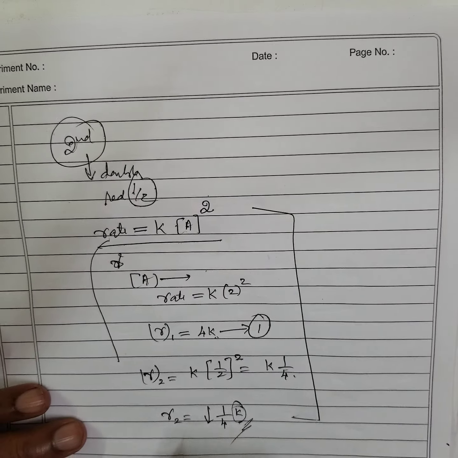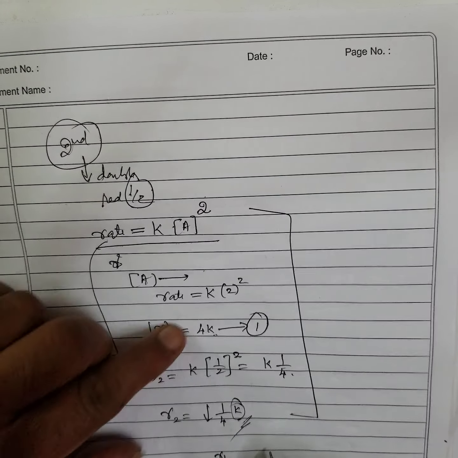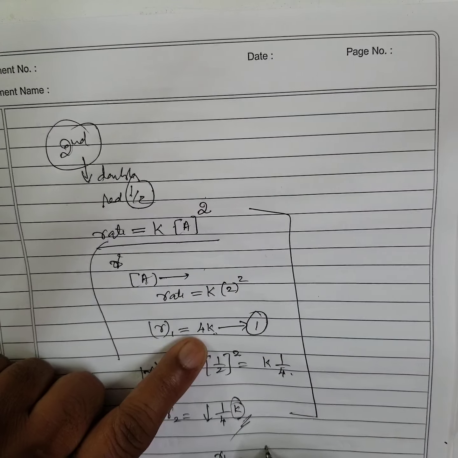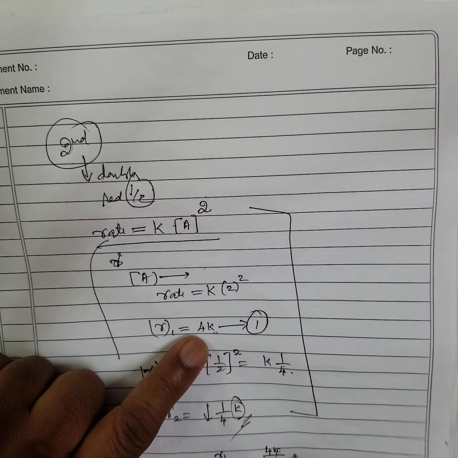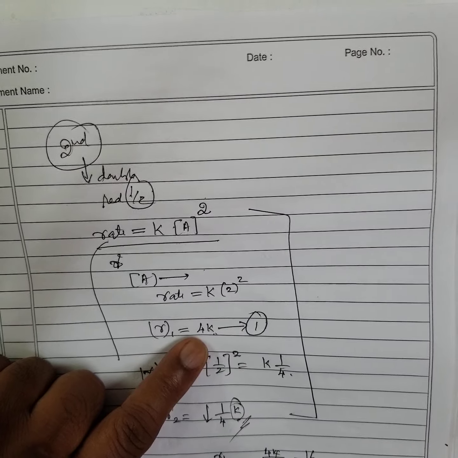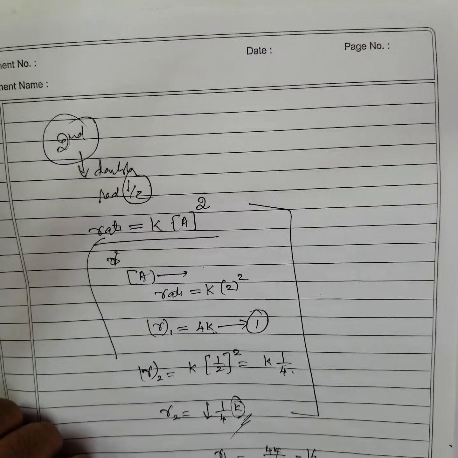Therefore, if you compare the rate R1 and R2, that rate is 4K. This one is K by 4. So K gets converted 16 times. For a first order reaction, R1 is equal to 16 times R2.